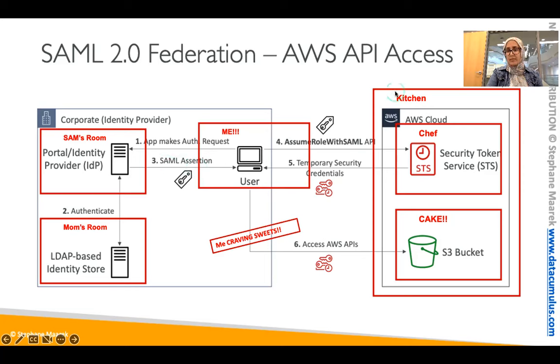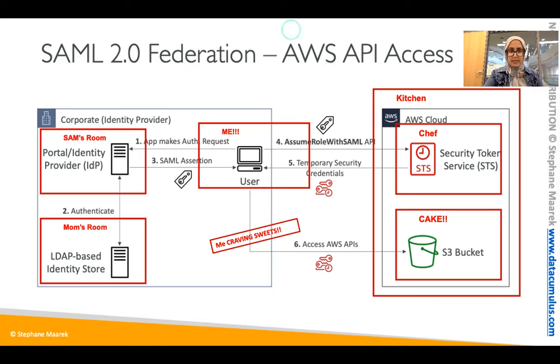I go to AWS, which is the kitchen, and there is the STS service, which is the chef. I give it to the chef. Chef says, okay, here you go. You can eat the cake, but you cannot eat the entire cake. And I take the token and I actually eat the cake. So this was an example of me trying to remember that.